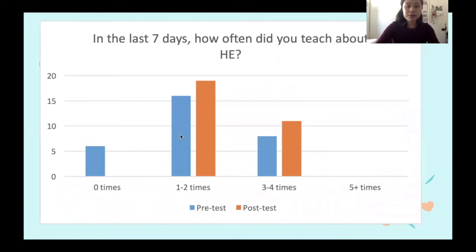The blue is the pre-test, the orange is the post-test. So you can see before the intervention, most people were teaching 1 to 2 times. And then after the intervention, there were more people teaching at least 1 to 2 times, more people teaching 3 to 4 times about hepatic encephalopathy.